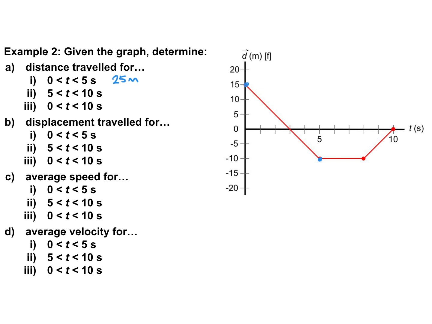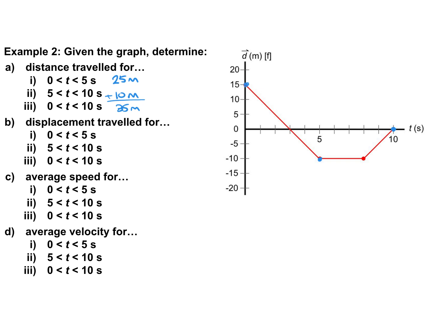And then from 5 to 10 seconds. So at the 5-second mark, it was at -10. And at the 10-second mark, it eventually got back up to 0. So to get from -10 up to 0 meters, that's 10 meters. So then in total, the total distance is when you add the two together. Right? So when you add the two together, that makes a total distance of 35 meters.